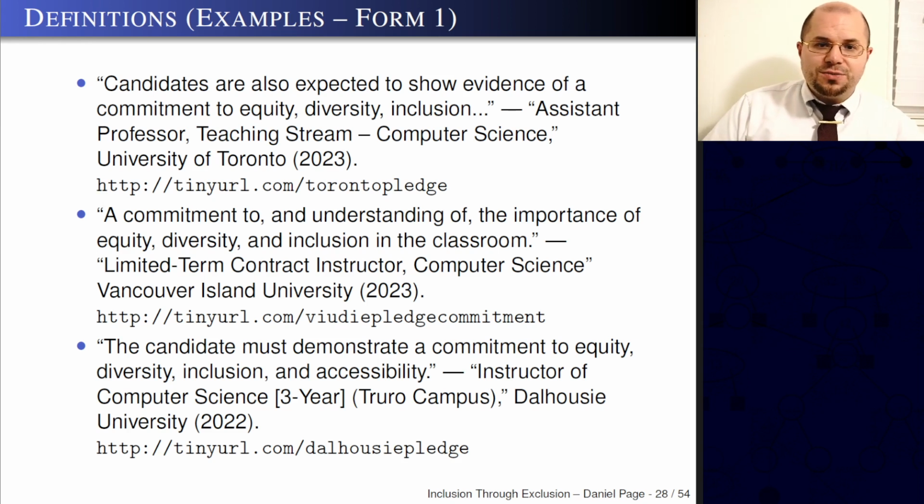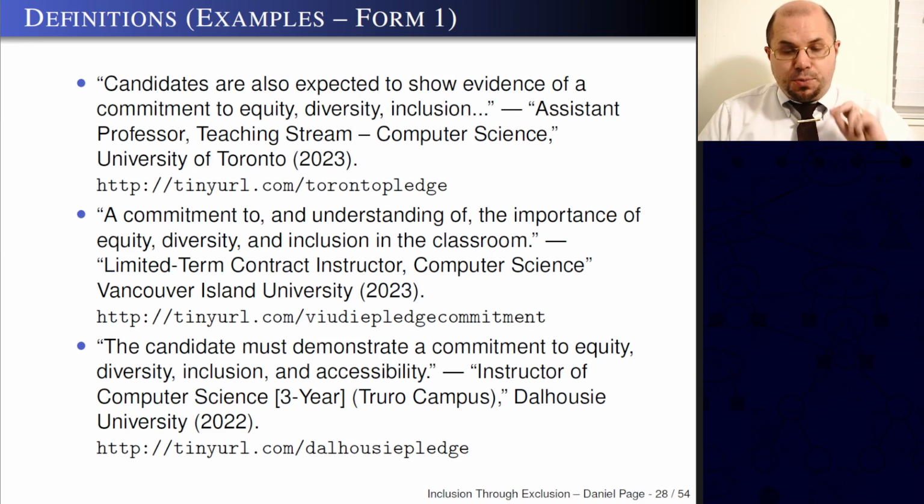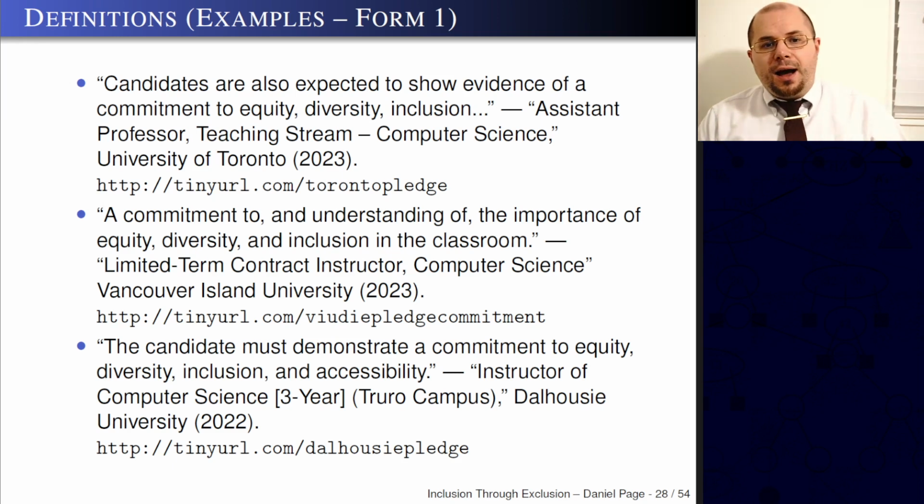So for example, here's one from University of Toronto from this year. Candidates are also expected to show evidence of a commitment to equity, diversity, and inclusion. There's an example of Form 1. Let's look at Vancouver Island University from this year. This is a limited term contract instructor. So this is one that actually isn't a permanent position. This is actually just a contract, a limited term. It says a commitment to and an understanding of the importance of equity, diversity, and inclusion in the classroom.